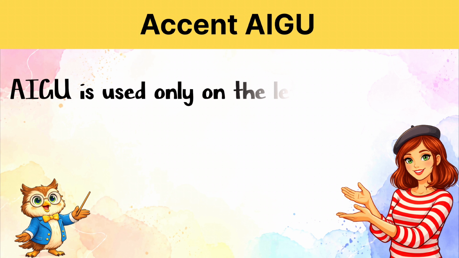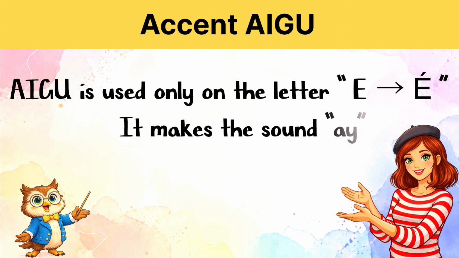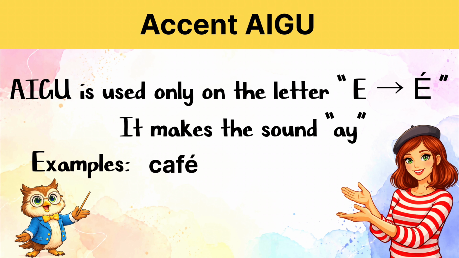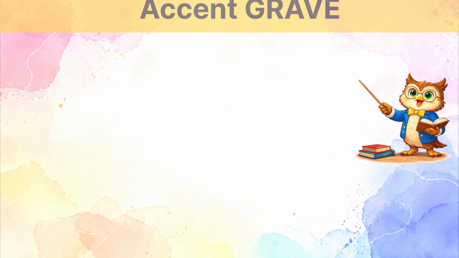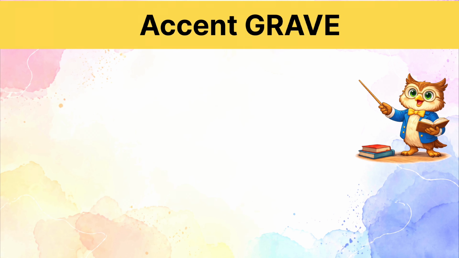Accent aigu is used only on the letter E, and it transforms the letter E to A. It makes the sound A. Examples: café, bébé. What is accent grave?